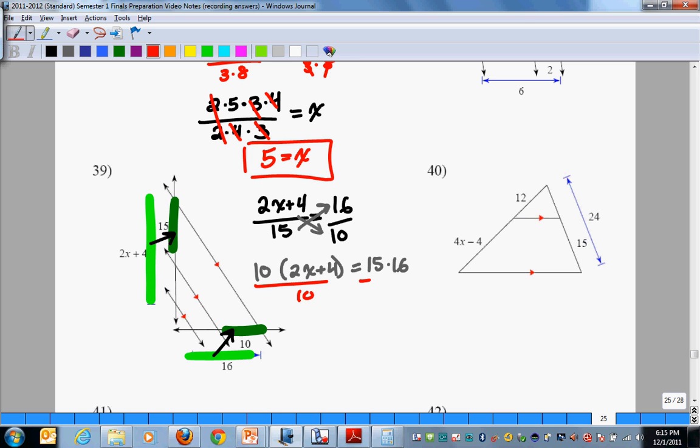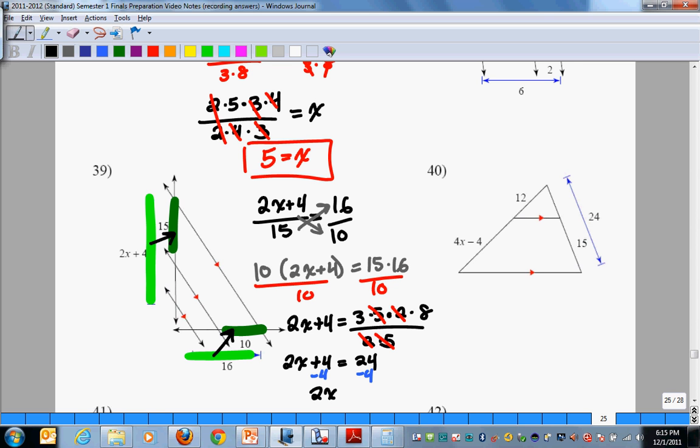Divide by 10. We're going to factor here. We have 2x plus 4. On this, it's going to be 3 times 5 and 2 times 8. And we have 2 times 5 down here. 2's cancel. 5's cancel. We have 2x plus 4 equals 24. We're going to minus 4 both sides. End up with 2x equals 20, and of course x equals 10.